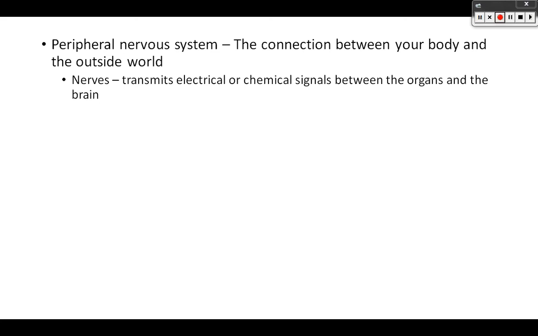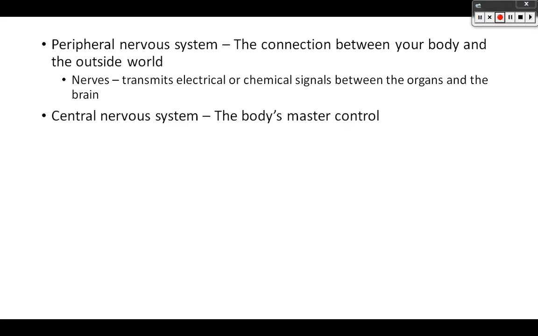So it's transmitting electrical or chemical signals, and we're going to talk on Monday about the difference between electrical signals and chemical signals. And that transmits these signals up to the brain. So that's how information gets around your body. It goes through the nerves.